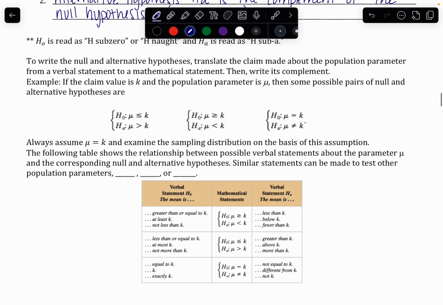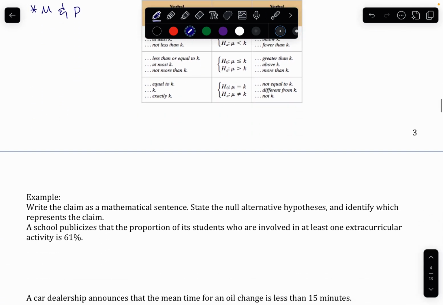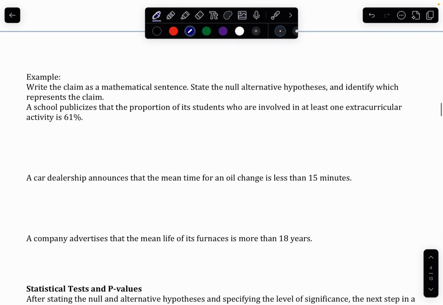We can look at a lowercase p, or population proportion. We can also look at our population standard deviation or our population variance. We are going to primarily focus on mu and p. We are not going to look at standard deviation and variance at this time. So, if we wanted to write claims as a mathematical sentence, and then state the null and alternative hypotheses and identify which represents the claim.